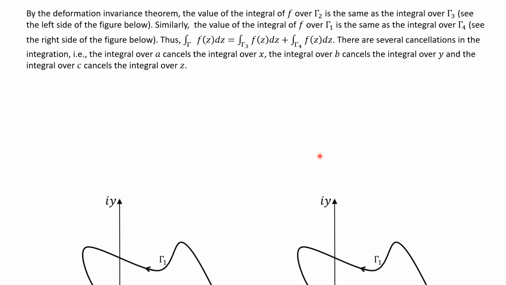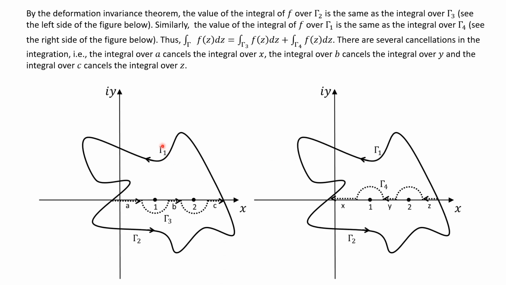Continuing with our problem, we're going to replace gamma sub 1 and gamma sub 2 with simpler to evaluate contours. We'll start with gamma sub 2. I want to replace it with this dotted line contour, which is a straight line, a semicircle about 1, another straight line, a semicircle about 2, and another straight line. And the main point here is that this dotted line contour, gamma sub 3, has the same initial and terminal points as gamma sub 2.